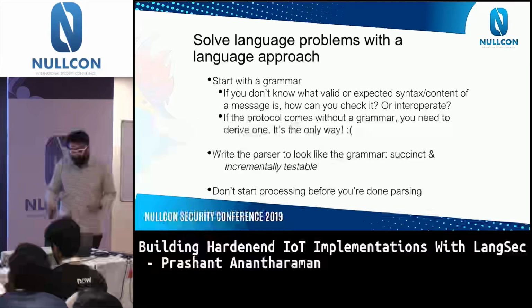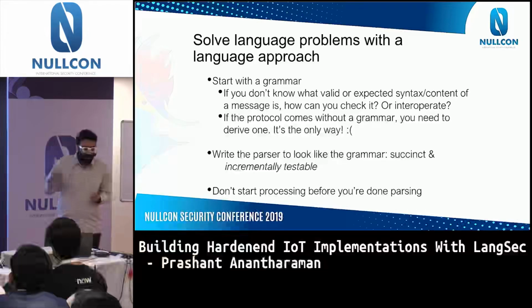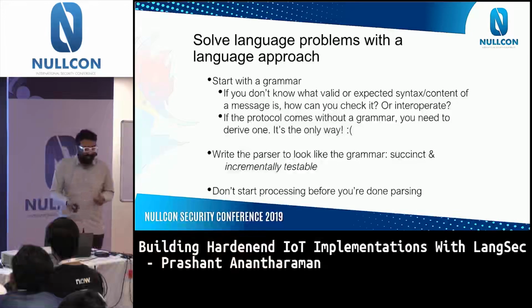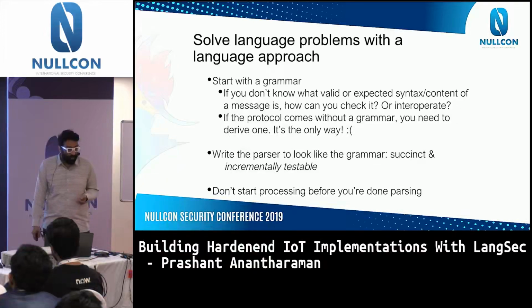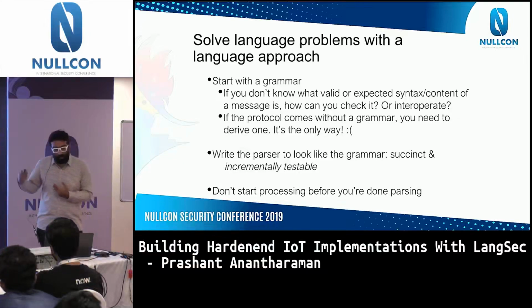So how do we actually do this? We start with the grammar. We basically read the entire specification and extract the grammar from it. And if the specification does not have a grammar, then you still have to read the entire 2,000, 3,000 page specification and come up with a grammar. We had to do this for an incredible number of power grid protocols in the past before we got into the whole IoT space. And the parser essentially looks exactly like the grammar. Another important thing to keep in mind is that you don't start any processing or sanitization with the input unless you completely verify that the input is valid.